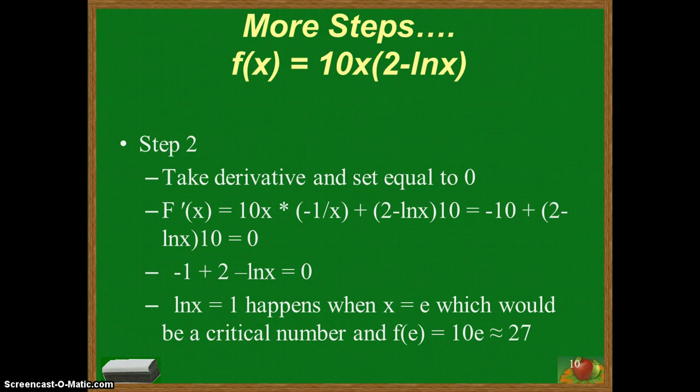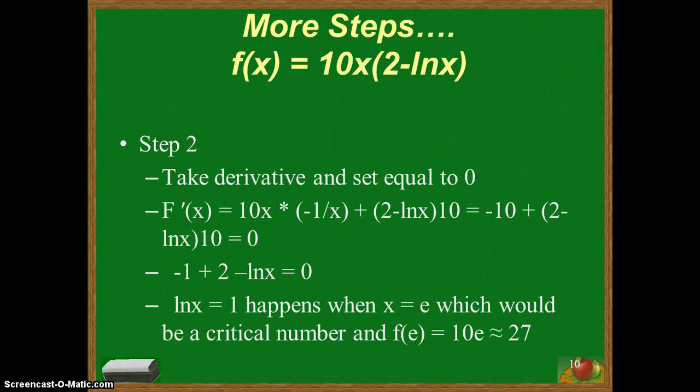Second step, let's take the derivative of this function and set it equal to 0. So f prime of x would be, you have to use product rule here, 10x times negative 1 over x plus the quantity 2 minus the natural log of x times 10. And that simplifies to negative 10 plus the quantity 2 minus the natural log of x times 10.